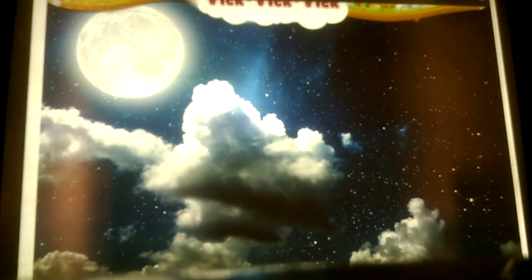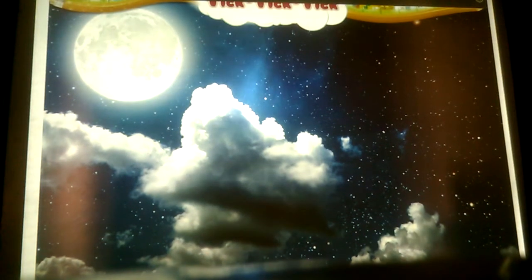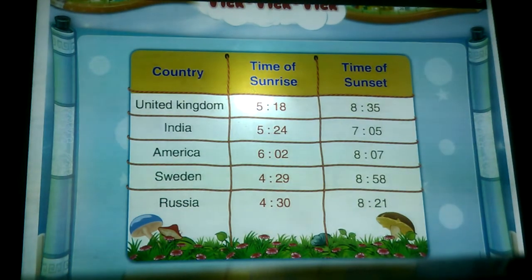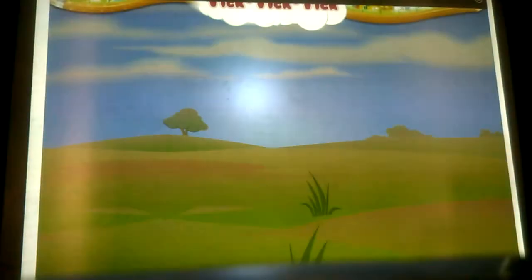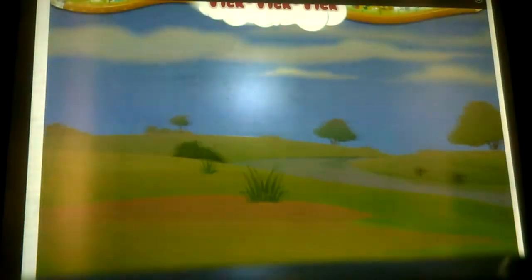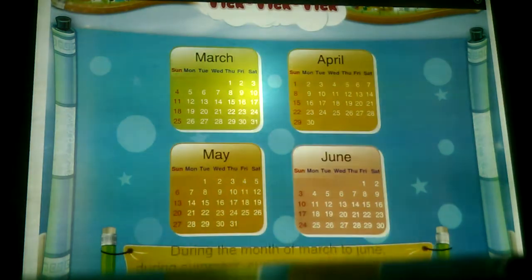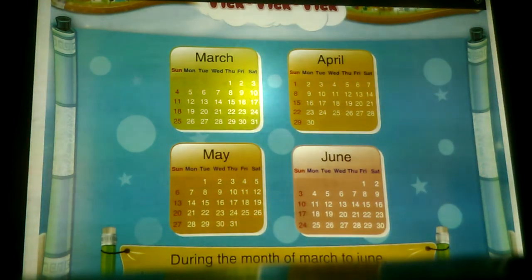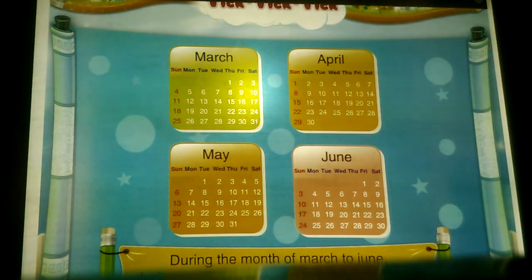Do you like sky watching? In the sky, there is the sun, moon, and there are stars too. Do you know, in every country, the time of sunrise and sunset is different. In our country, the time of sunrise and sunset is different in different months. For example, during the month of March to June, during summers, the sun rises early and sets late.